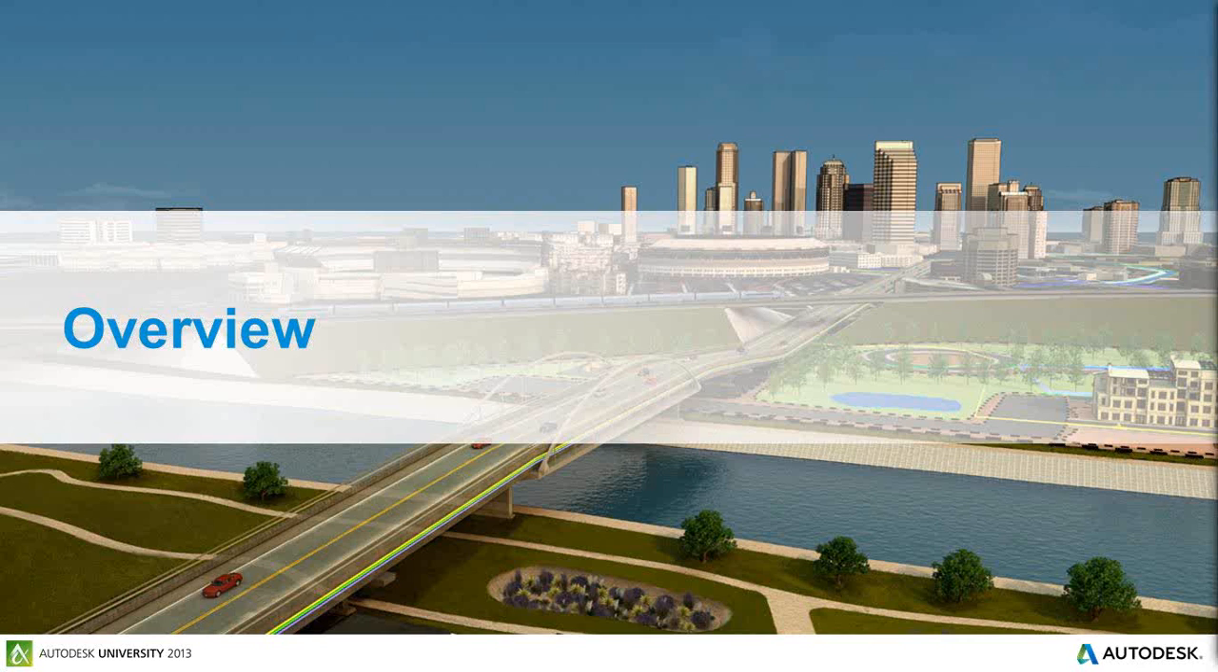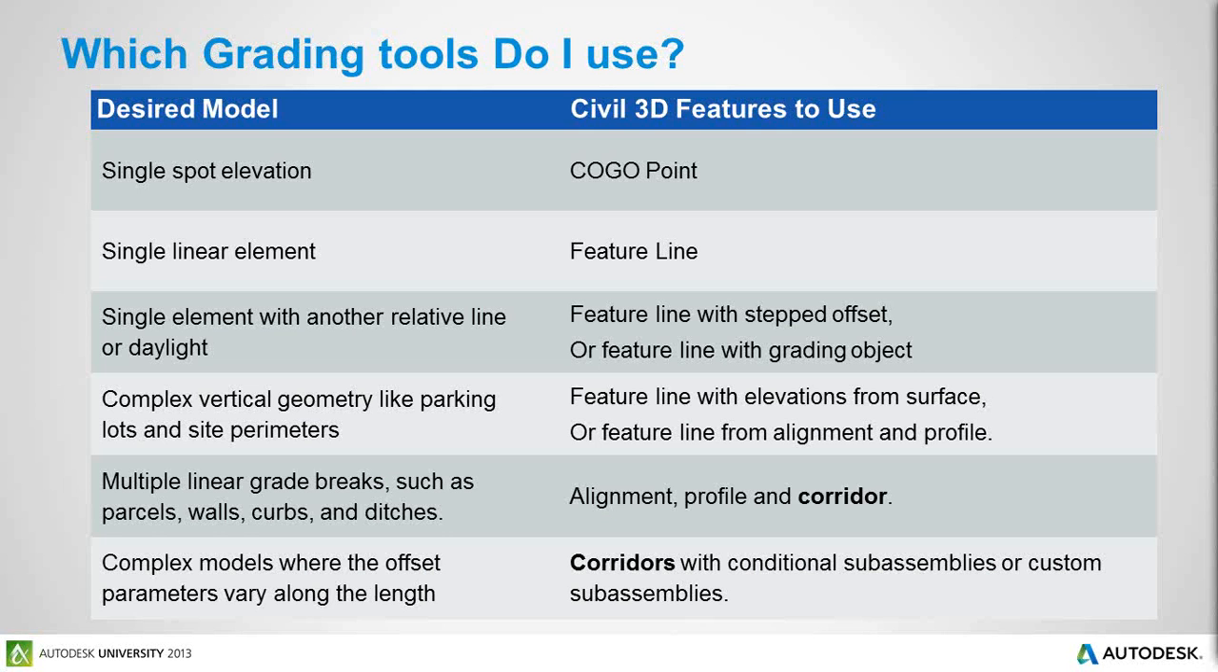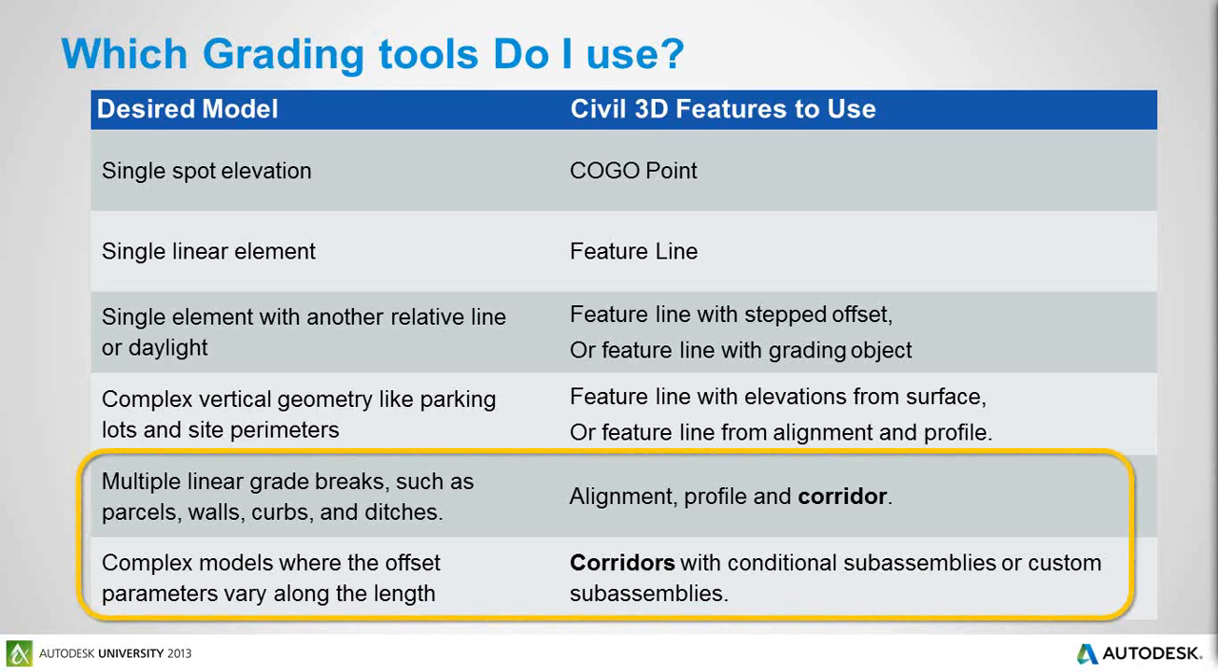First section, we're going to do the 5,000-foot overview of the different topics we're going to look at. I'm going to start off with a broad look at some of the grading tools available within Civil 3D. And I've organized them in a chart based on what my design objective is on the left and what Civil 3D object to use on the right. I've started out real simple with the COGO point as a single spot elevation, all the way down to the last two rows in the table, which is where the corridor elements fit in.